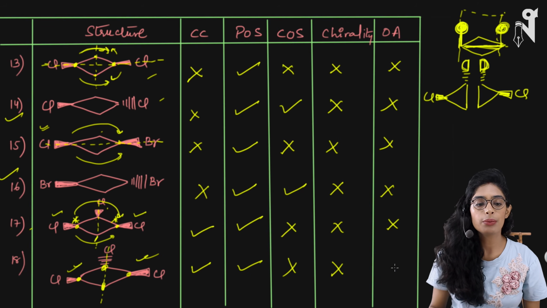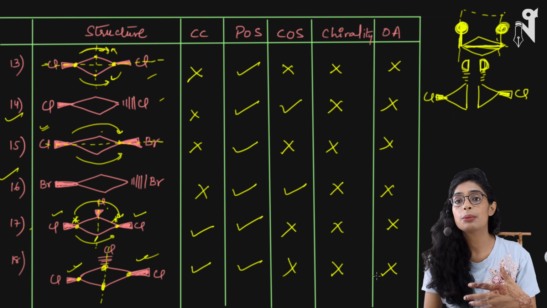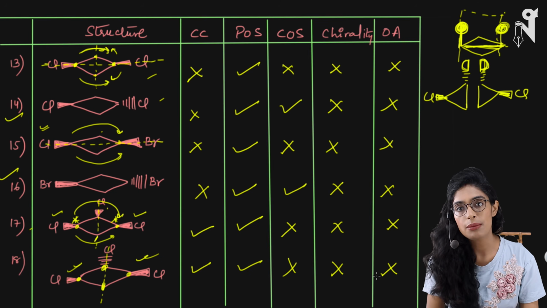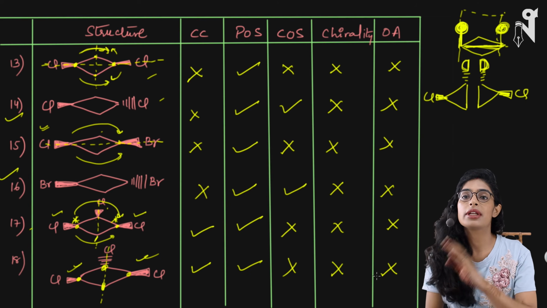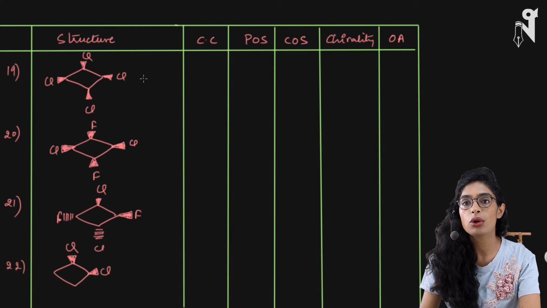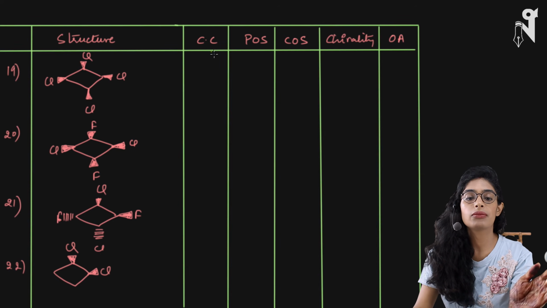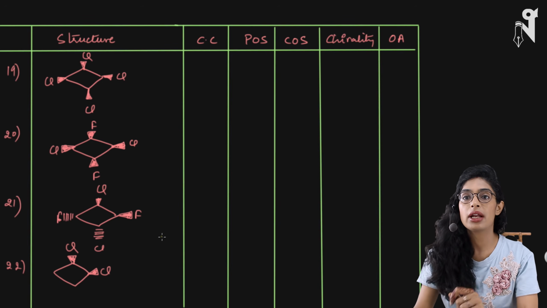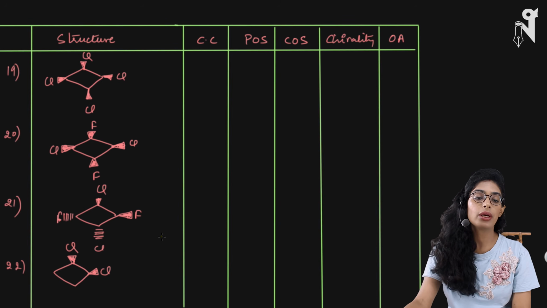Okay. I hope you would have understood, and now you would be much more comfortable in finding out POS and COS for the molecules. Let's try out the next set of examples very quickly. Now these are the four structures over here. Try them on your own and figure out whether the chirality and optical activity is there or not, and then I will discuss. Just try it out on your own very quickly.